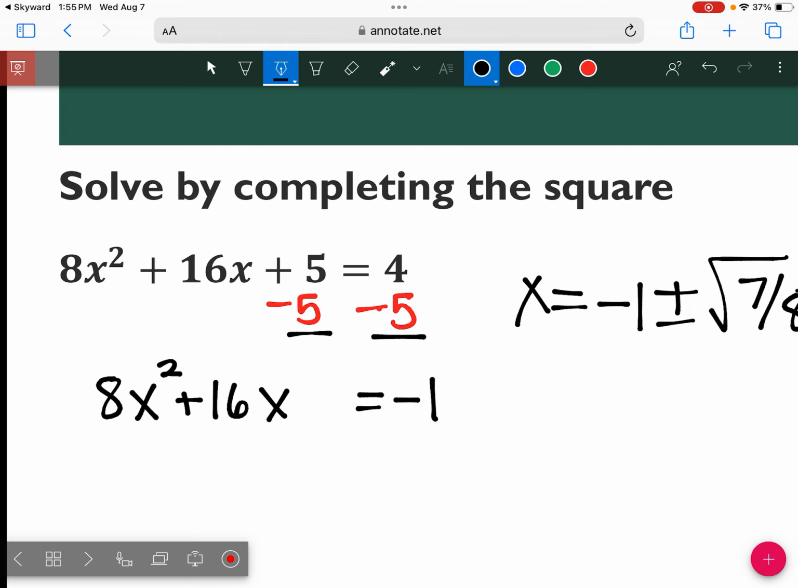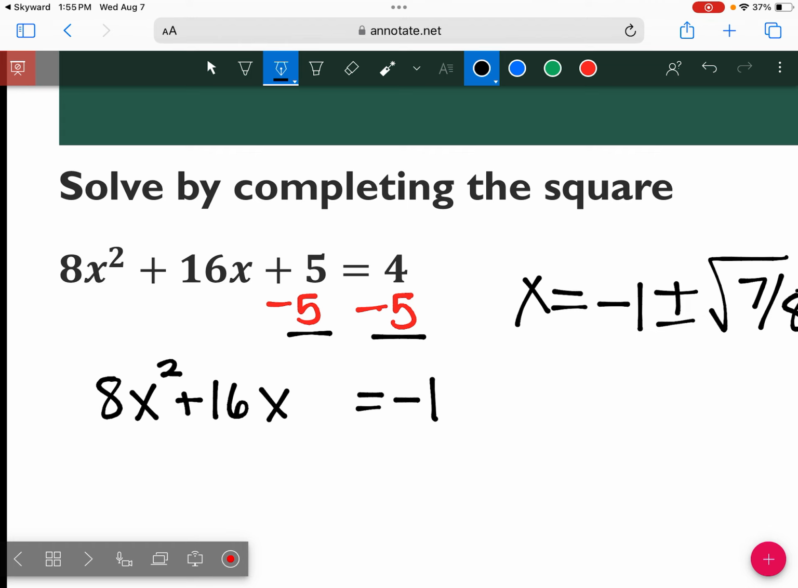But on the other side, I'm really adding more, because everything in this parentheses is multiplied by 8. So in order to keep the equation balanced, I need to add 8 times 1 on the other side. So I'm going to add 8 times 1. So now let's go ahead and simplify this down a little bit.